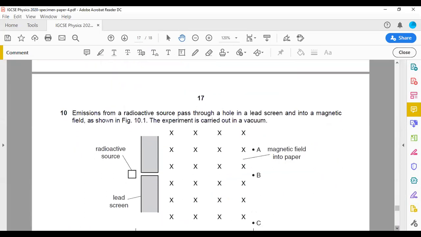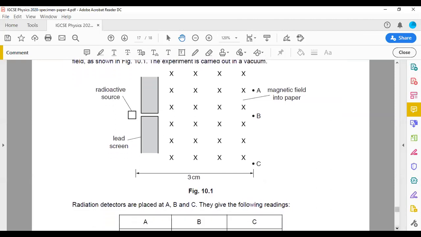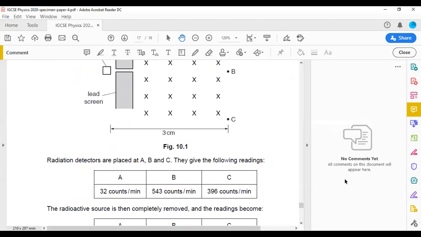Good. Number 10 says emissions of a radioactive source pass through a hole in a lead screen. There's this hole here, right? Into a magnetic field. The experiment is carried out in a vacuum. They say radiation detectors are placed at A, B, and C. This gives the following readings: 543, 396, and 32.